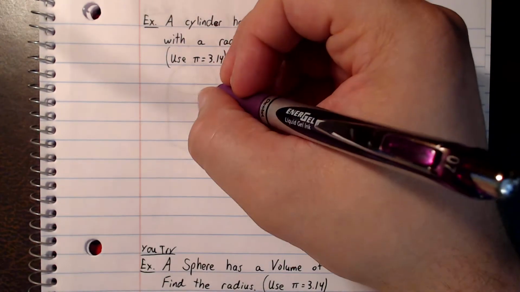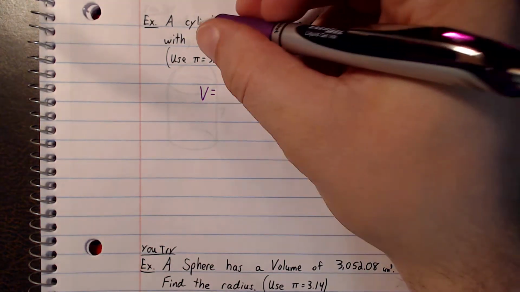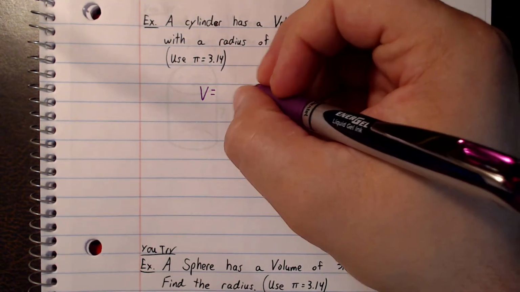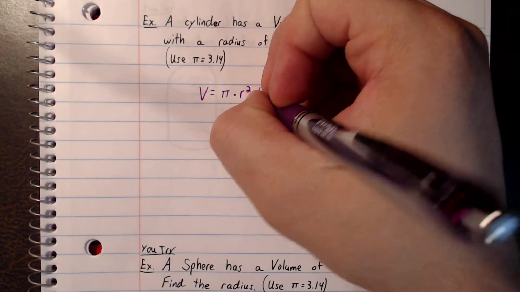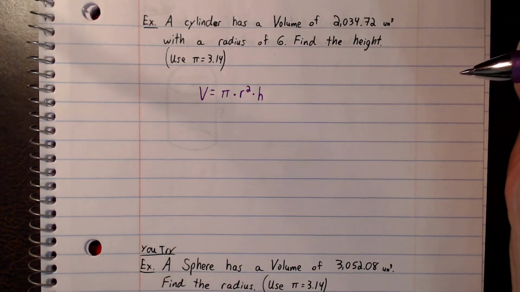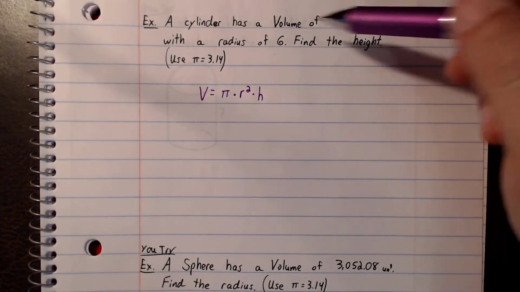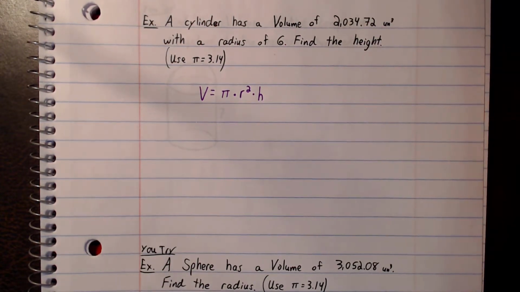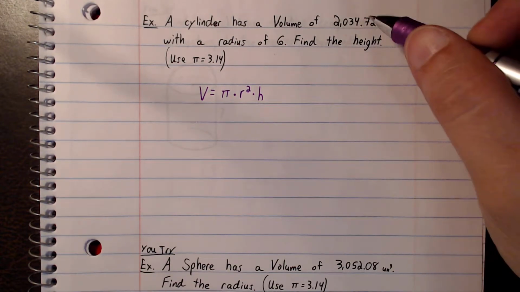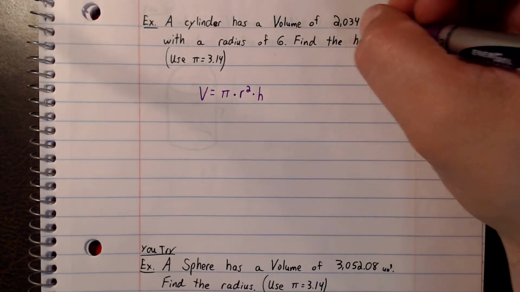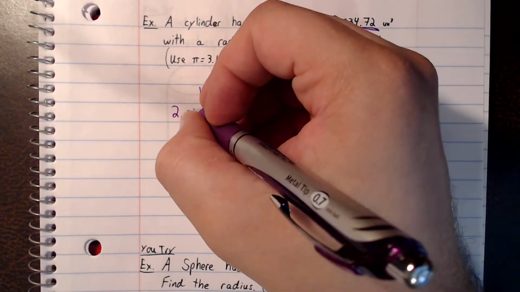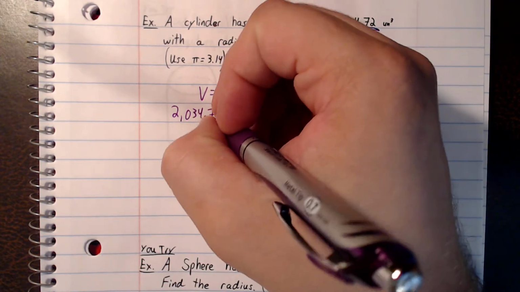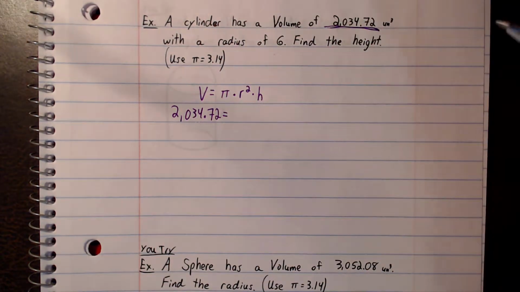They give us clues, right? They say volume of a cylinder, which we know is pi times radius squared times height. We know that because of the formula sheet. What we can start doing is plugging in some of these things and start solving for the thing that we don't know. Volume of, so that means that this is our volume. So we have 2034.72 in place of V.